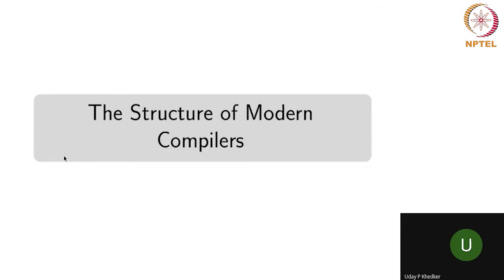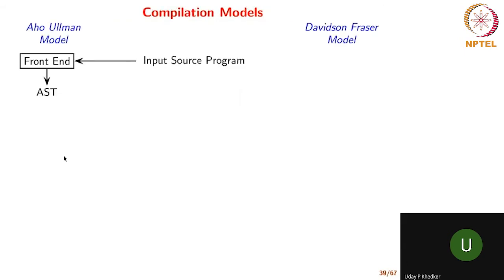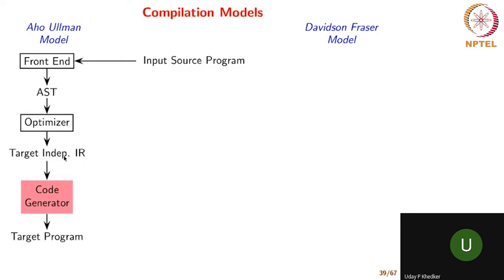Maybe I will not spend too much time on these. So we talked about the front end and back end. There are two dominant compilation models. One is the Holman model, which we study, where we have a front end which generates an abstract syntax tree, which is fed to an optimizer, which then generates a target independent IR, and then there is a code generator which takes the machine independent IR and generates a target program.